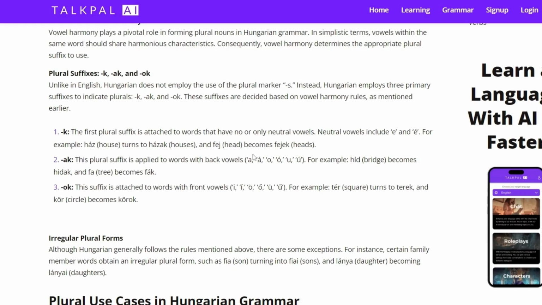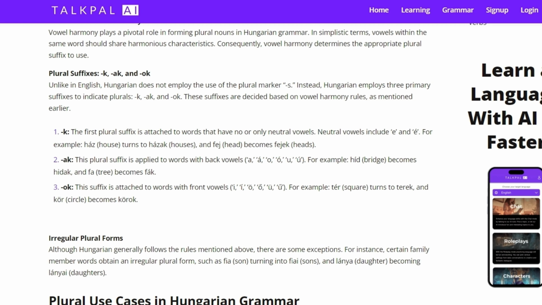Okay, so unlike in English, Hungarian does not employ the use of the plural marker s. Instead, Hungarian employs three primary suffixes to indicate plurals: ak, ok, and ok. Okay, interesting. These suffixes are decided based on vowel harmony rules, as mentioned earlier. So let's take a look at the second one. I find it quite interesting. It says that the plural suffix is applied to words with back vowels. So o, a, o, u.